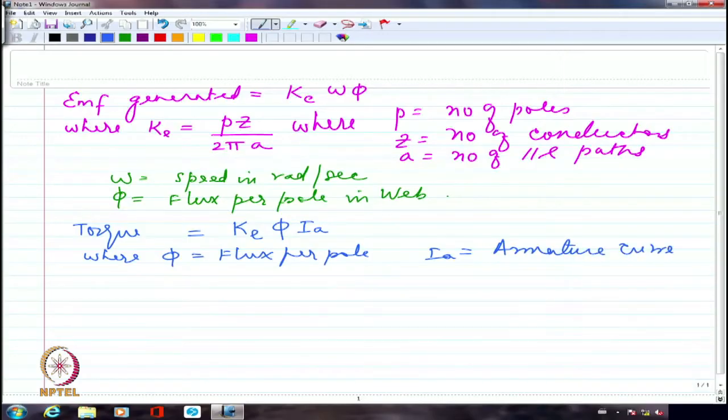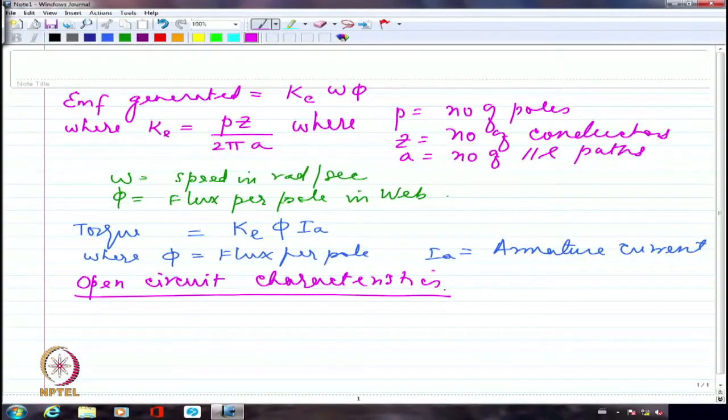Now, based on this, we started discussing, first of all, the open circuit characteristics of the machine, OCC. This is valid when I am talking about field excitation that can be changed. That means I am looking at a field system having only an electromagnet, not a permanent magnet. I am going to inject a field current, and according to the field current that I am injecting, I am going to get different values of flux, because the MMF is changing, so the flux will also change.